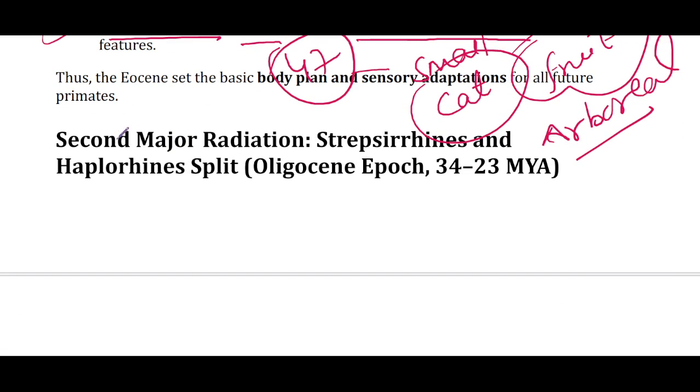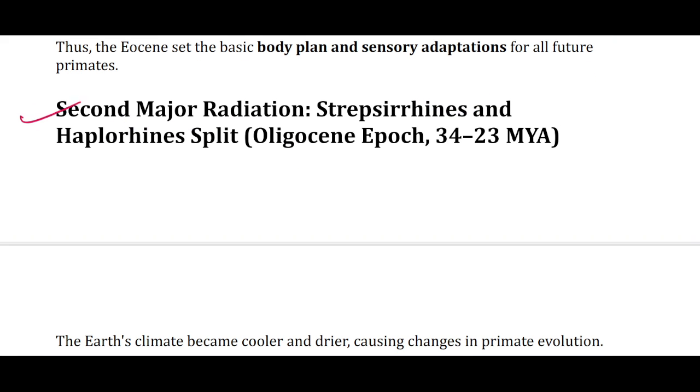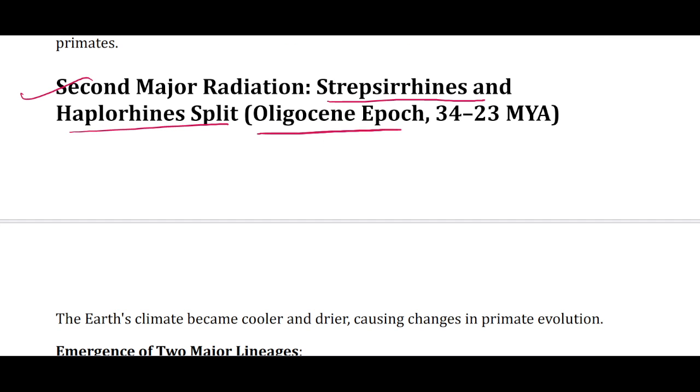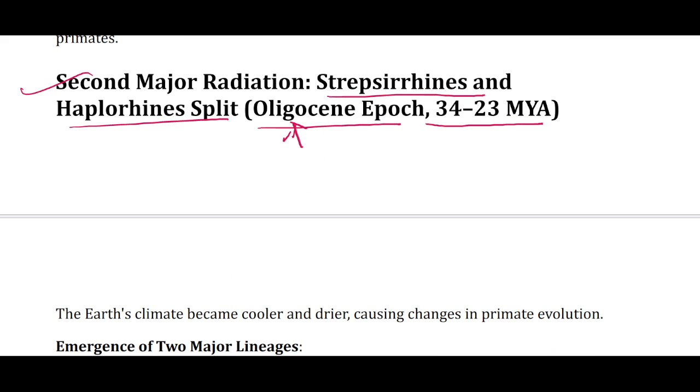Now let's have a look at the second major radiation. The second major radiation is about Strepsirrhines and haplorhines, which played out around the Oligocene epoch, from 34 to 23 million years ago. So ये भी जो है ये Cenozoic era का ही part है.